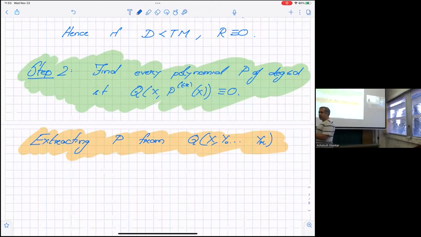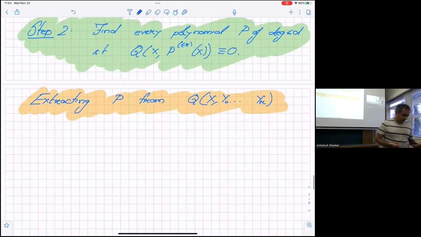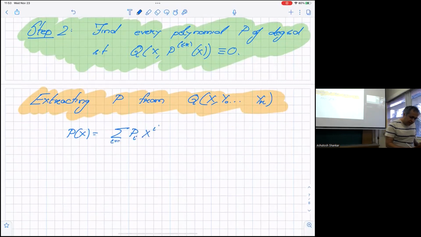I won't do this in its full detail. I'll give you all the ideas for it, and you can write it out in detail. So what is P? Basically, I want to find all polynomials P of the following form: the sum of e_i x to the power i, for i equals 0 to P. Basically, I need to lay my hand on the coefficients.